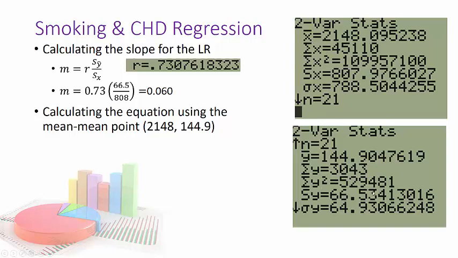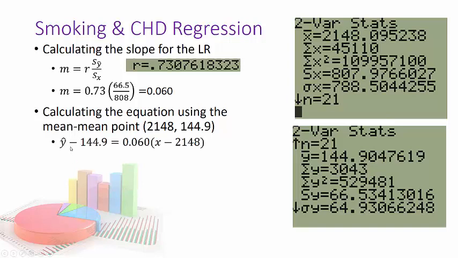66.58 for the y goes on top here. And the 808, which is roughly here, goes on bottom. So I need these two standard deviations. I multiply them by that r, and I get 0.60. I also need the mean point. So the x-coordinate is 2148, and the y-coordinate is 144.9.